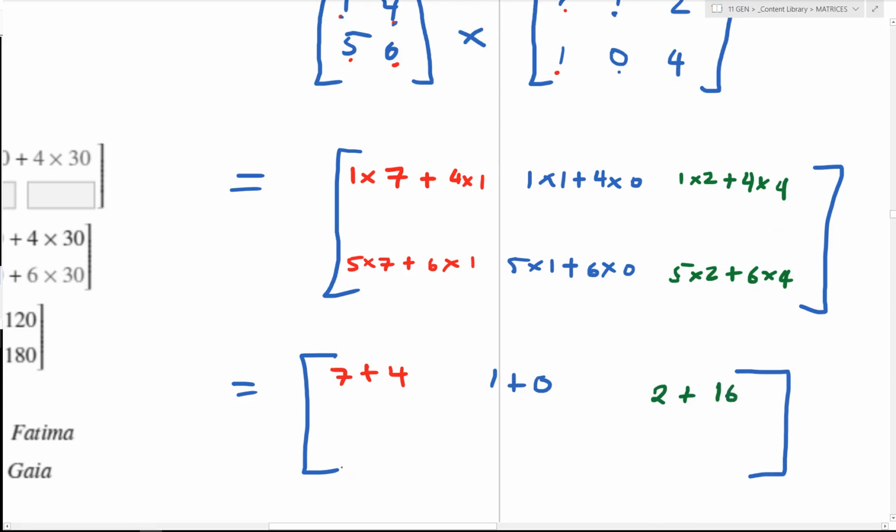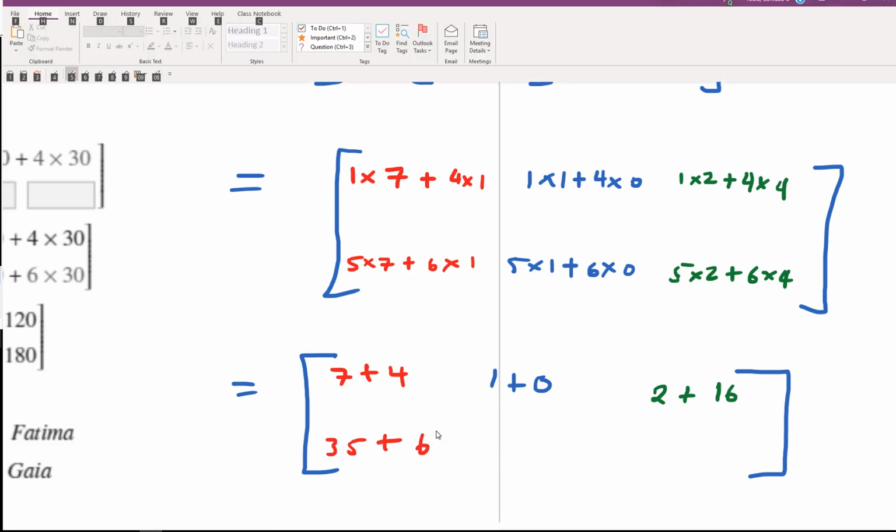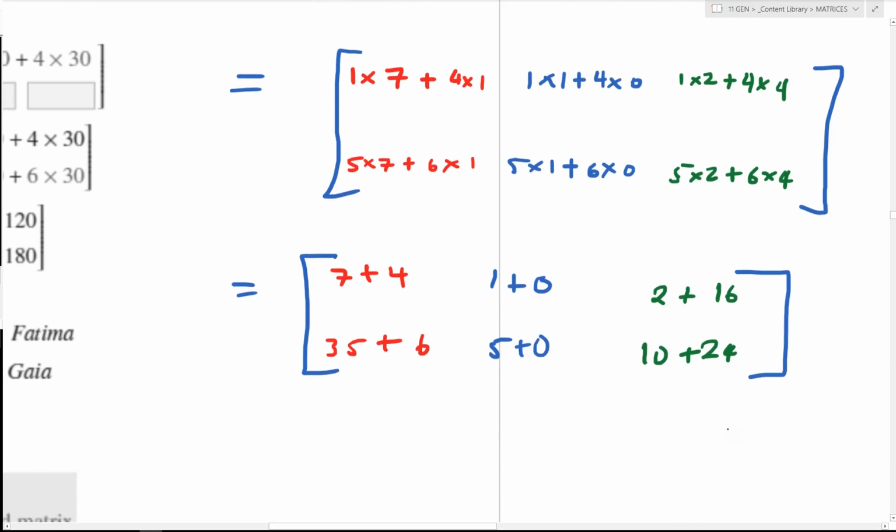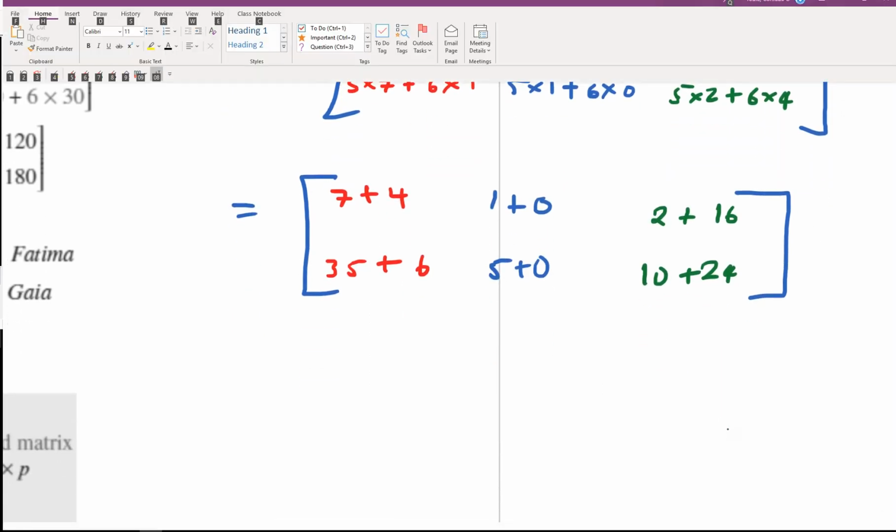Okay, next to the second row now. 5 by 7 is 35, plus 6 times 1 is 6, sorry. 5 by 1 is 5, plus 6 times 0 is 0. 5 by 2 is 10, plus 6 by 4 is 24. Okay, and then we add them all up to finish things off.